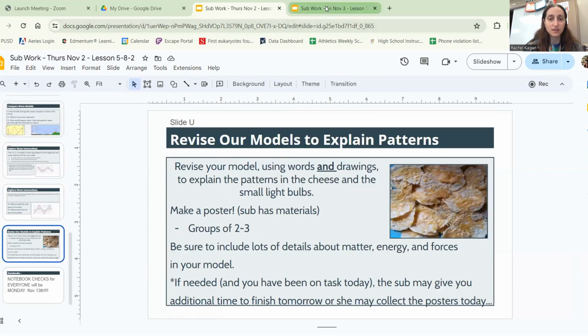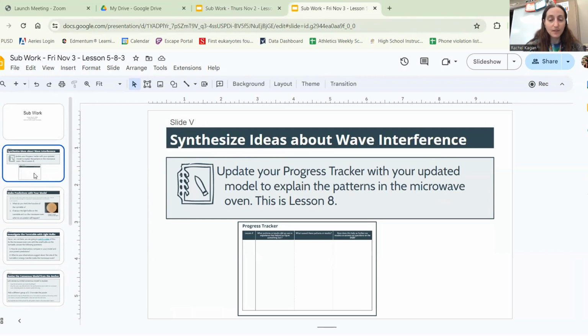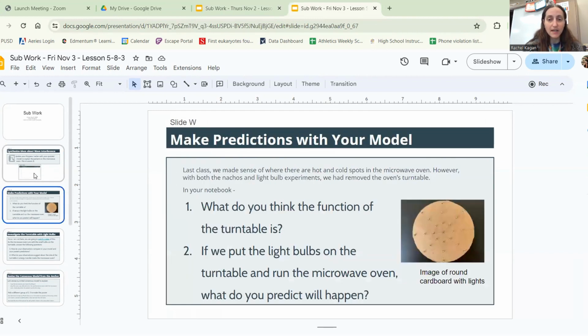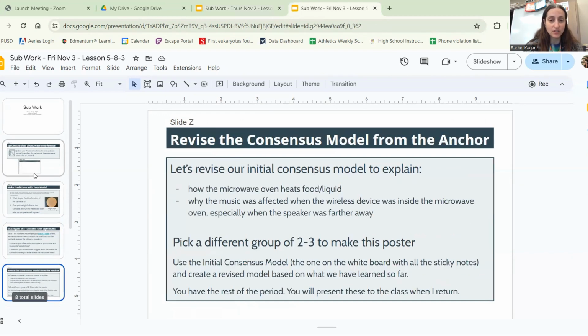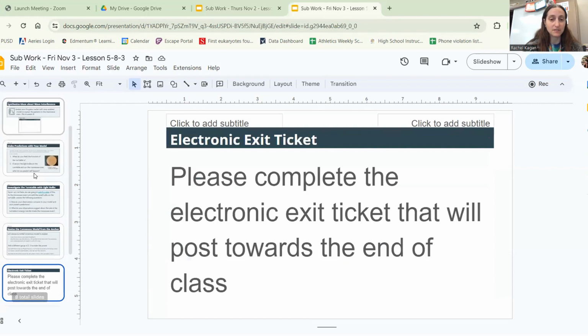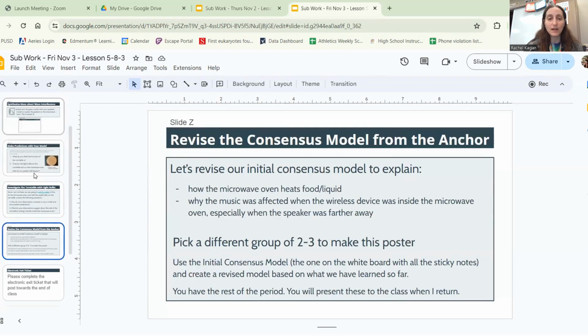The next day was the third. They needed to update their progress tracker. And then I wasn't there to do this demonstration, but OpenSciEd has videos of these demonstrations. So I was able to utilize that to have students watch the video, the demonstration, answer questions, and then revise the initial consensus model, and then pick a different group of two to three to make a poster for this model. So a little bit different from what the original curriculum had, but at least the students are working through moving their science thinking forward, even though I'm not there.